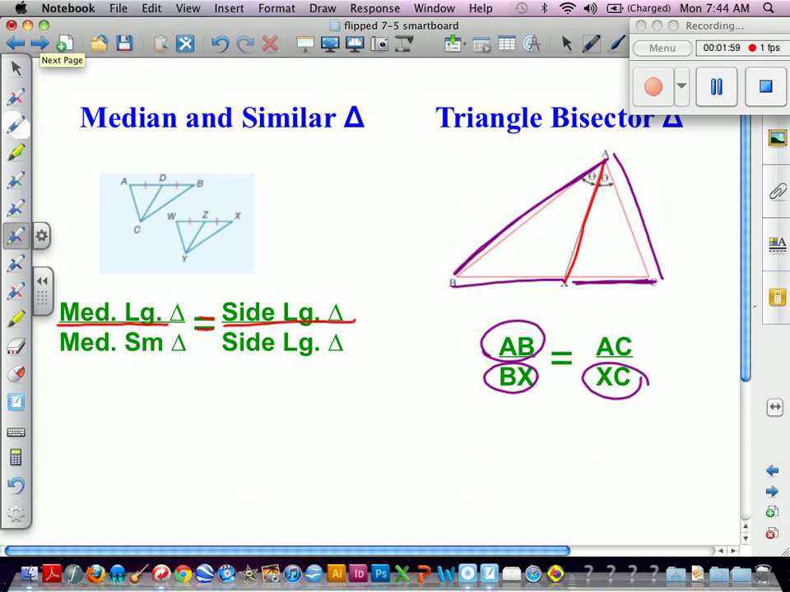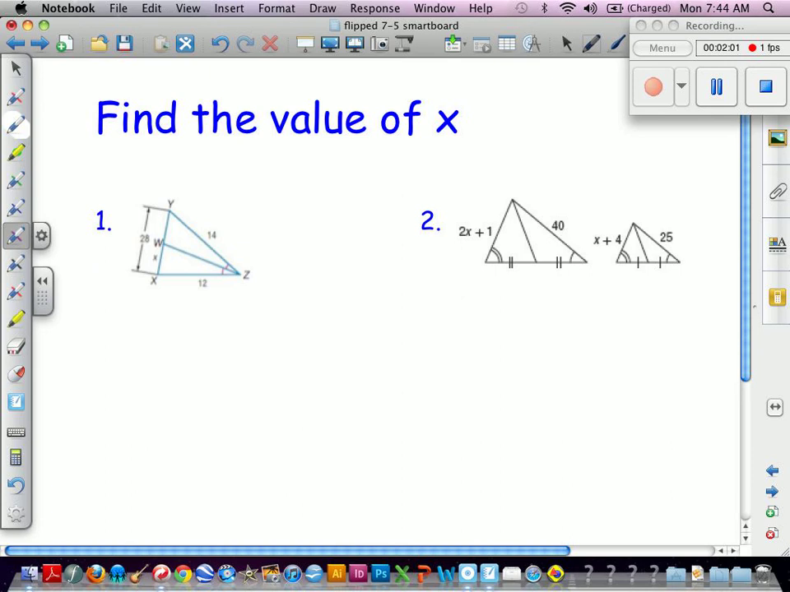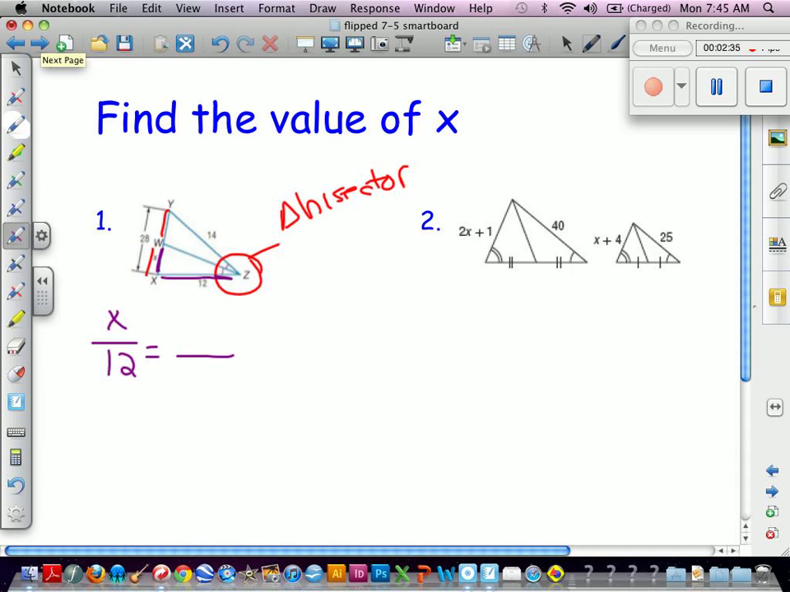Let's take a look at the problems that we have in our packet. The directions read find the value of x. So when we look at the first problem, I only see one triangle and I see an angle bisector. So I'm going to use that triangle bisector. I'm going to take the two pieces that it splits on the opposite side, and so I've got x, and the side with it is 12. So I'm going to take the x and the 12, and originally I had that on the bottom on the other page, but I can put that on top as long as I keep them matching going across.